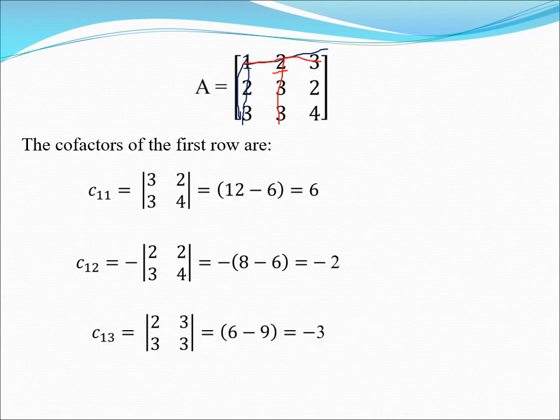For C13, corresponding to the element 3 in the first row, -1 to the power 1 plus 3, that is 4, so it becomes positive. Now deleting the row of 3 and the column of 3, we get the determinant of 2, 3, 3, 3, and therefore the result is -3.